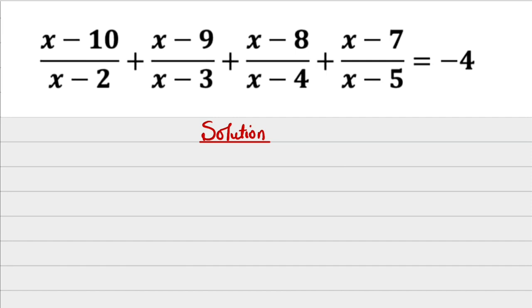I'm going to be working out this Olympiad question. Now, as an intelligent student, you have to notice this. Look at this pattern. Here is -2, and here is -3, here is -4, here is -5. Then when we go to the top, this is -10, -9, -8, -7. You can't help but notice that there is a pattern here. This pattern is going to help us to solve the question displayed on the screen. So let's move to the solution properly.